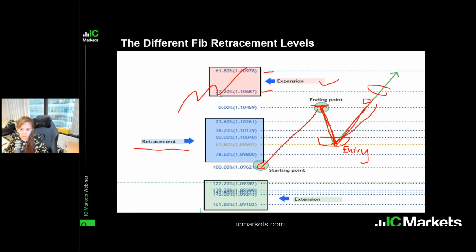this is, I don't know why I cannot delete it, but it's okay. This is expansion negative 27.2 and negative 61.8.